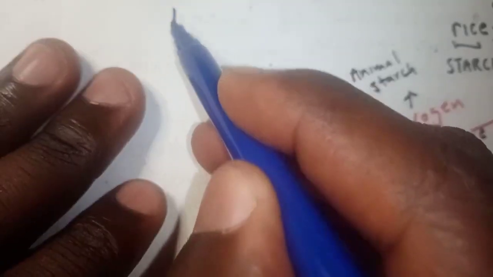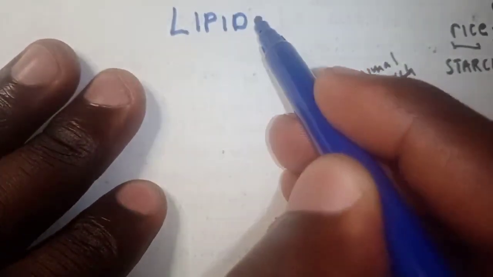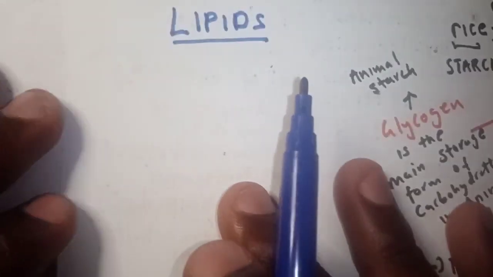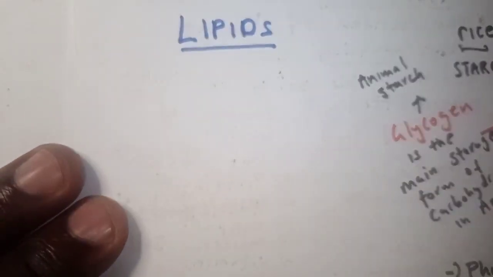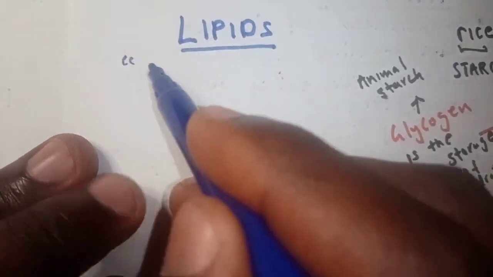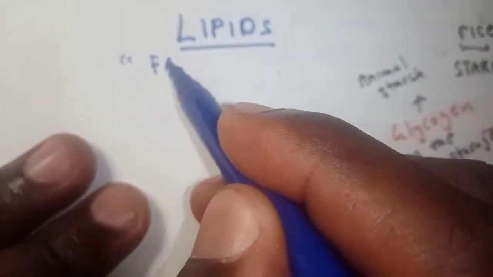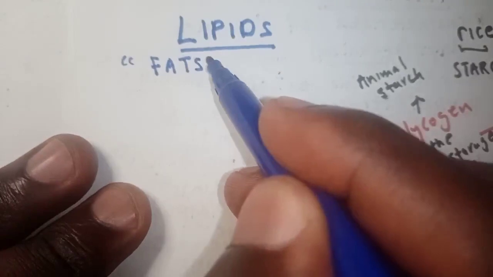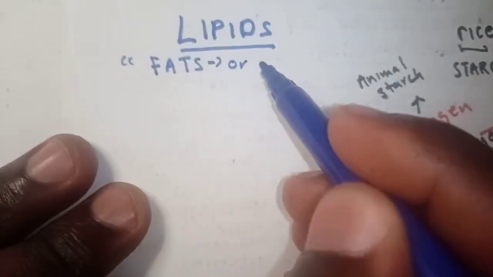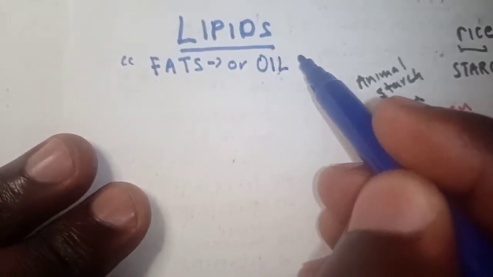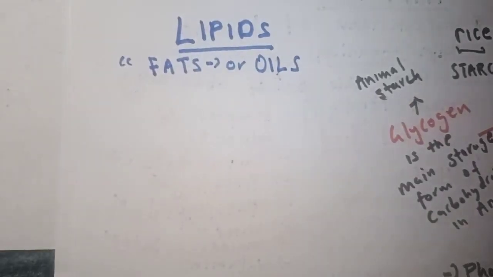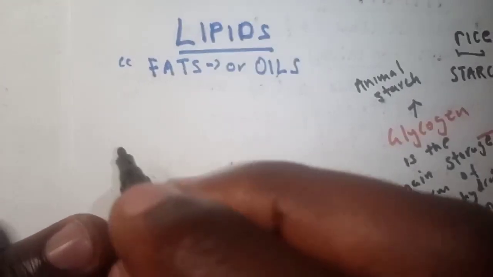So lipids, we call these fats. I think fats is more common. Fats or oils. So now these are also nutrients.